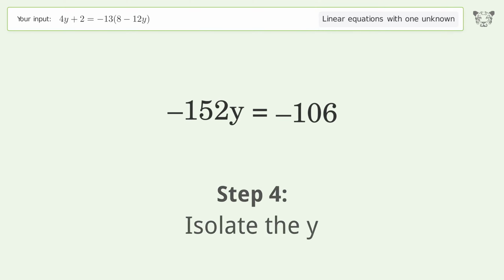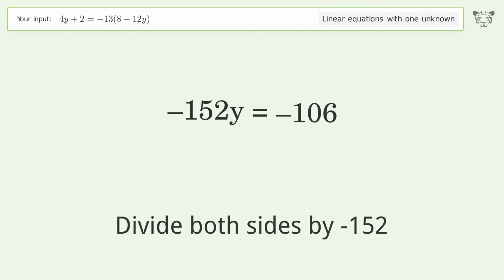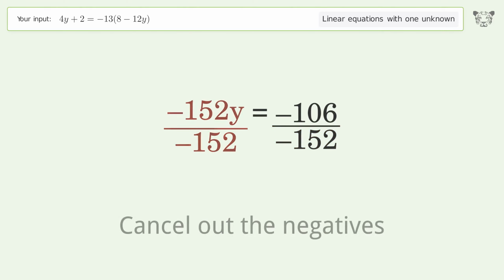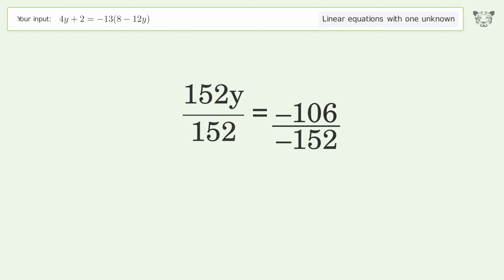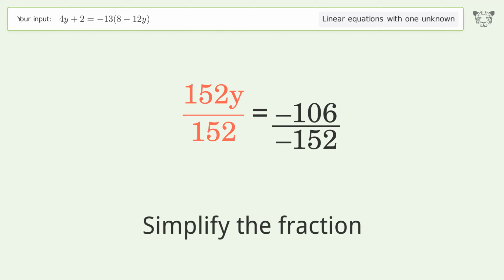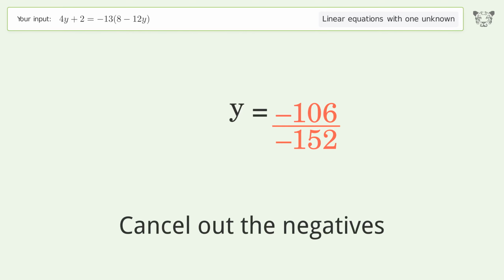Isolate the y. Divide both sides by negative 152. Cancel out the negatives. Simplify the fraction. Cancel out the negatives.